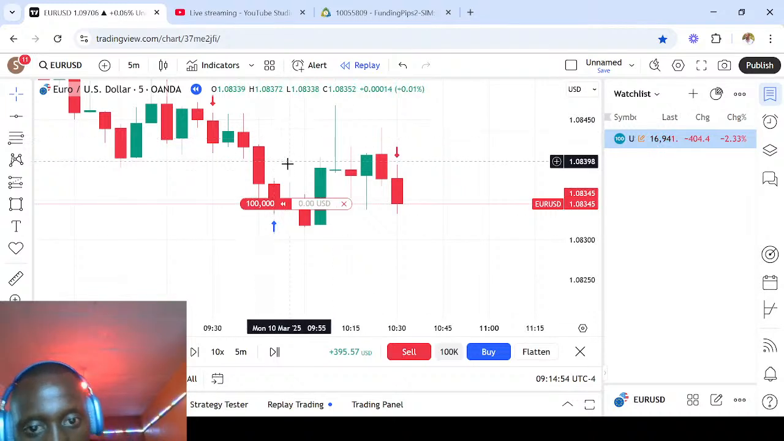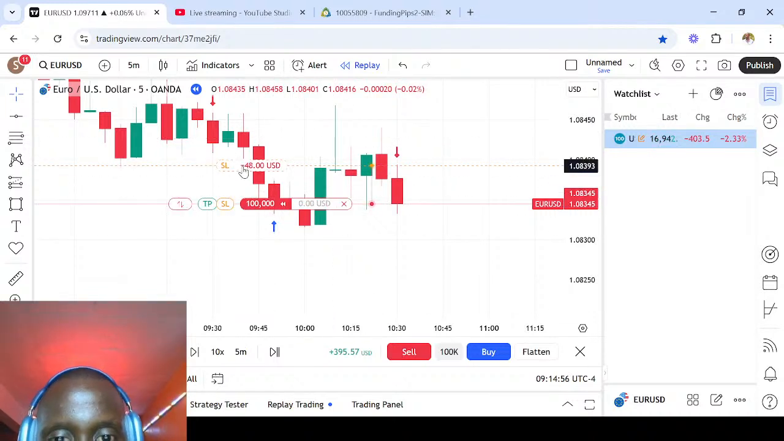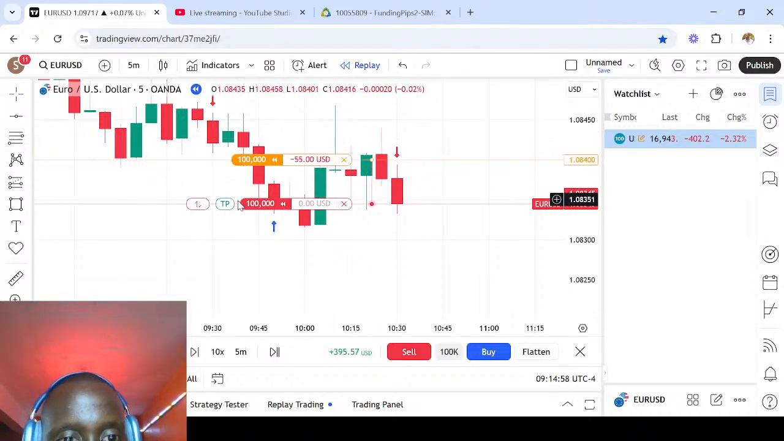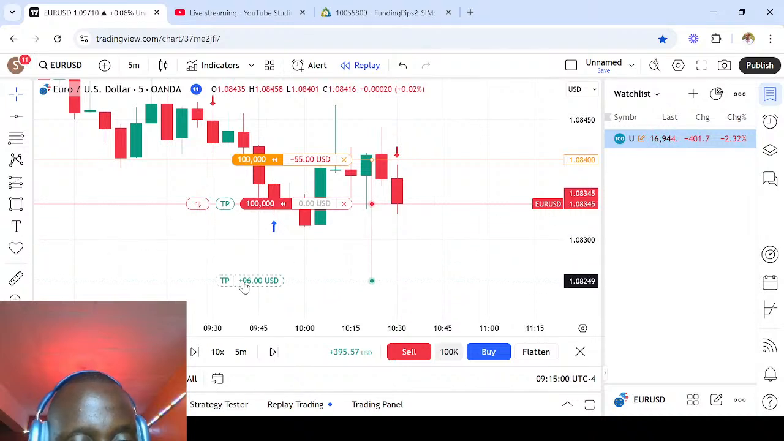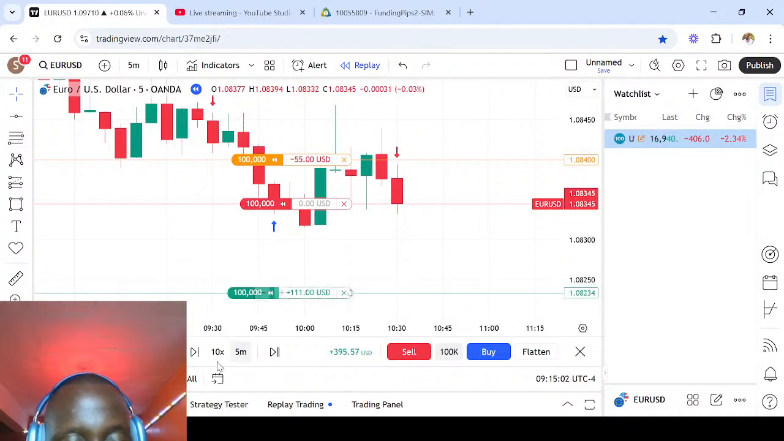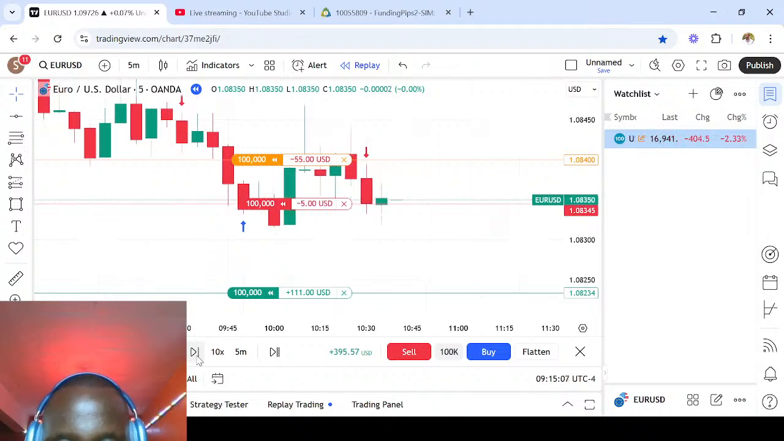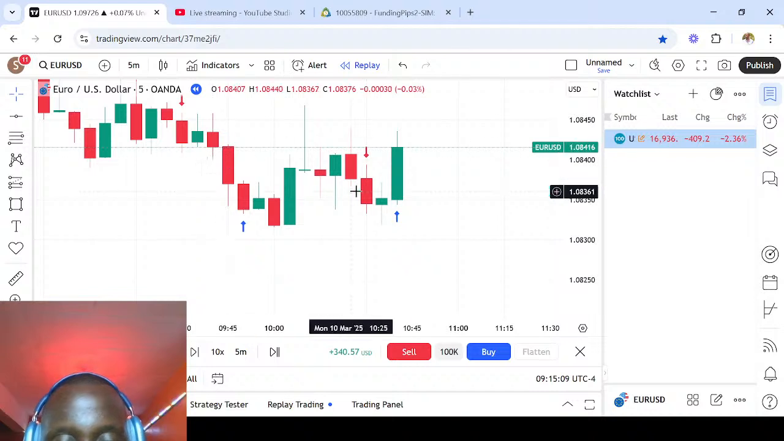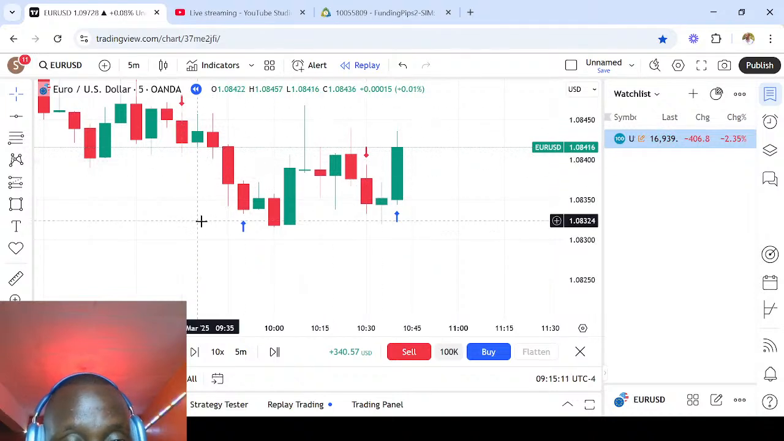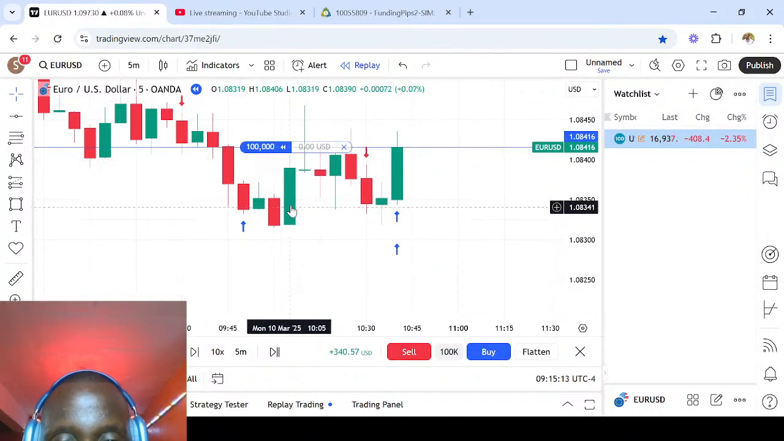Yes. Now this time again we can look for another sell. Stop loss above that candle. 55 for 110. Let's see how this one plays out. Right off the bat, not good. We get stopped out. Trade 1, trade 2, we can still take another one.